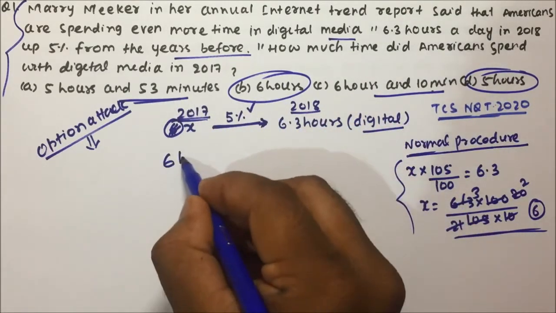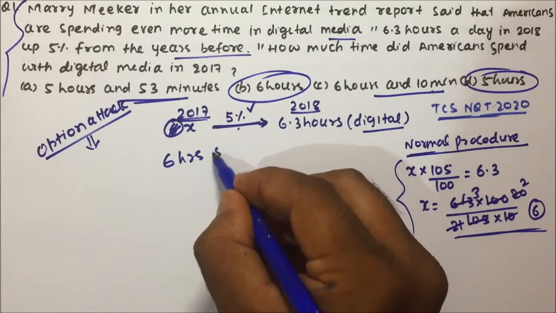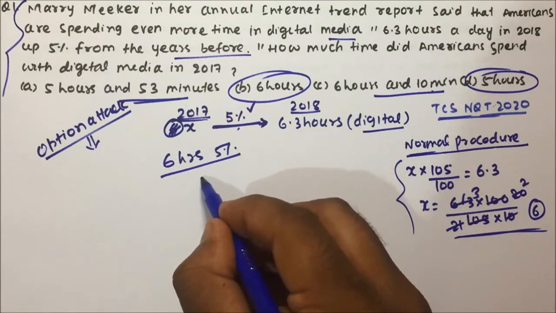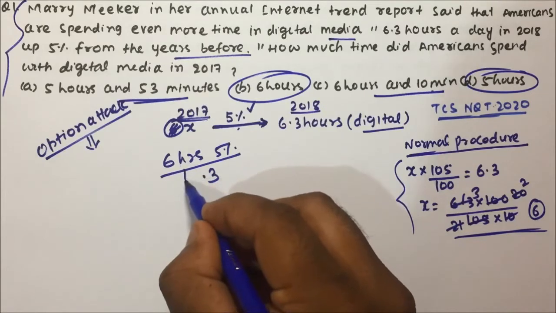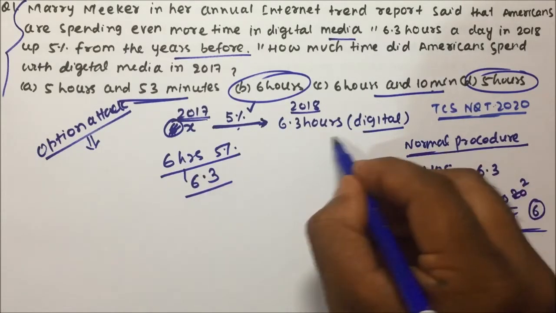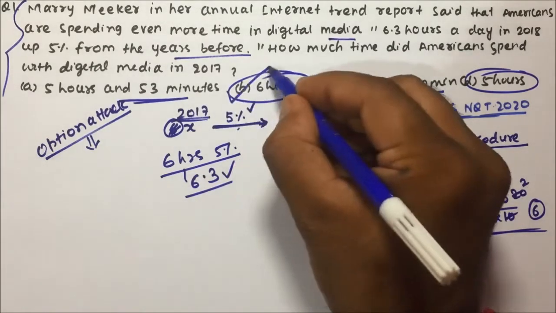So first option is 6 hours. If you calculate 5% of 6 hours, it will be nothing but 0.3. That means earlier if they were spending 6 hours, then now they are spending 6.3 hours, which is correct. Option B is the correct answer.